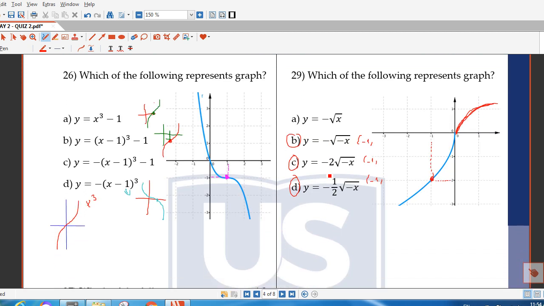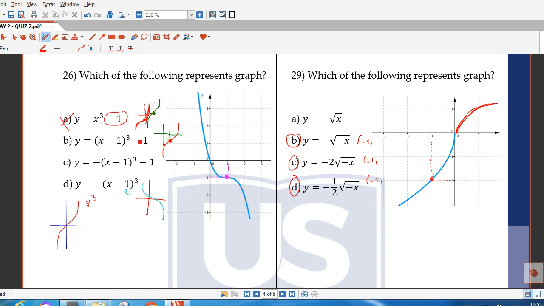Question 26. A graph is given. It is a kind of cubic function. You may also understand from the choices. All of them are given as a cubic function. It is our cubic function x cube. And in the first choice, let me use choices to decide. X cube minus 1, because of minus 1, shifted 1 unit down. It should be like this. So it is not the same.